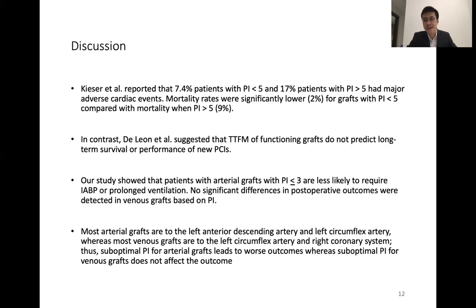The limitation of this study is that it is a single-center study, thus future study would require the expansion of the patient inclusion.